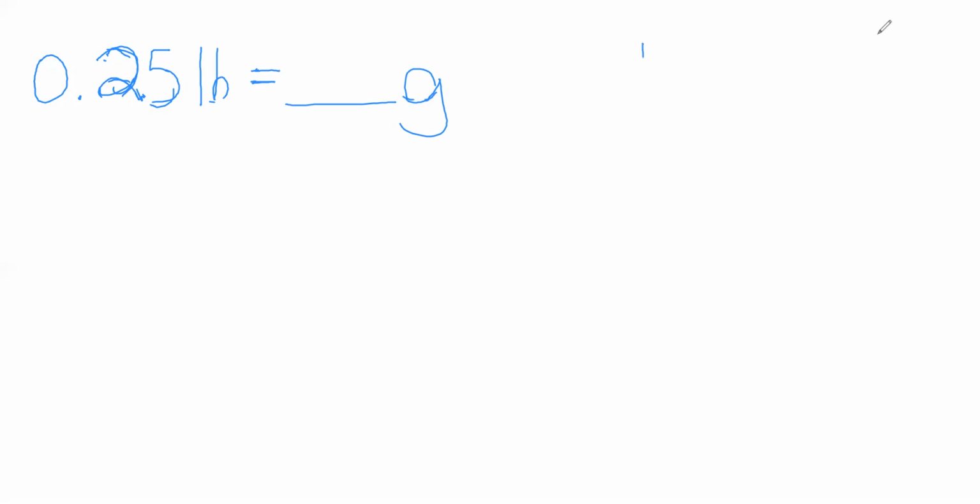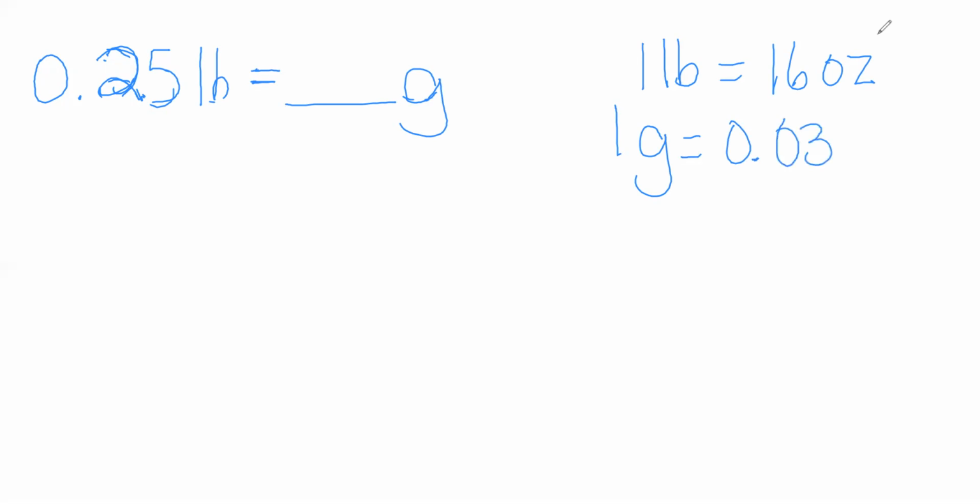Okay. Let's look at a weight. We'll start with 1/4 pound, 0.25 pounds, is equal to, sorry guys, our pen's really acting up. We want to convert that to grams. All right, so what do we need to know for this one? We need to know 1 pound is equal to 16 ounces. And we need to know that 1 gram is equal to 0.03527 ounces.